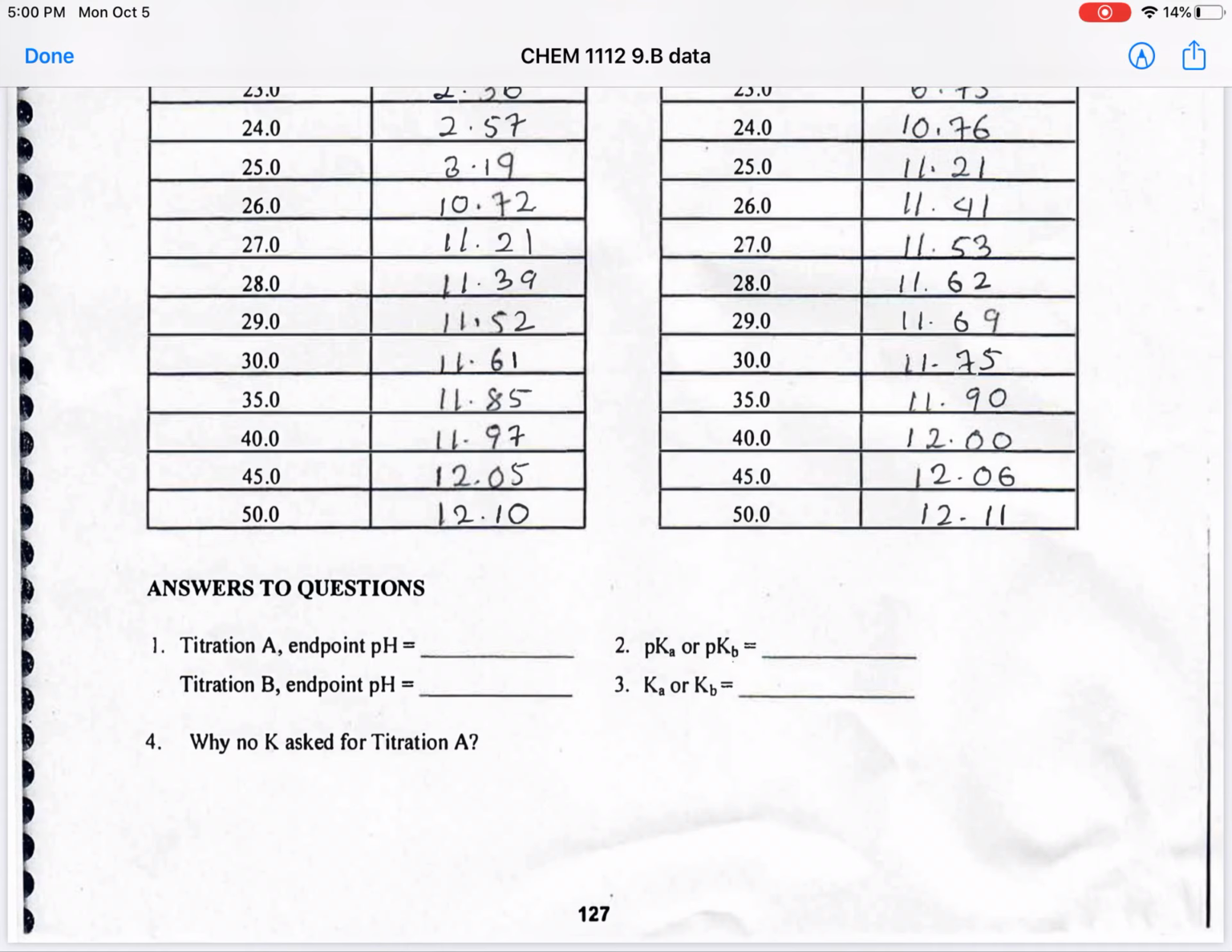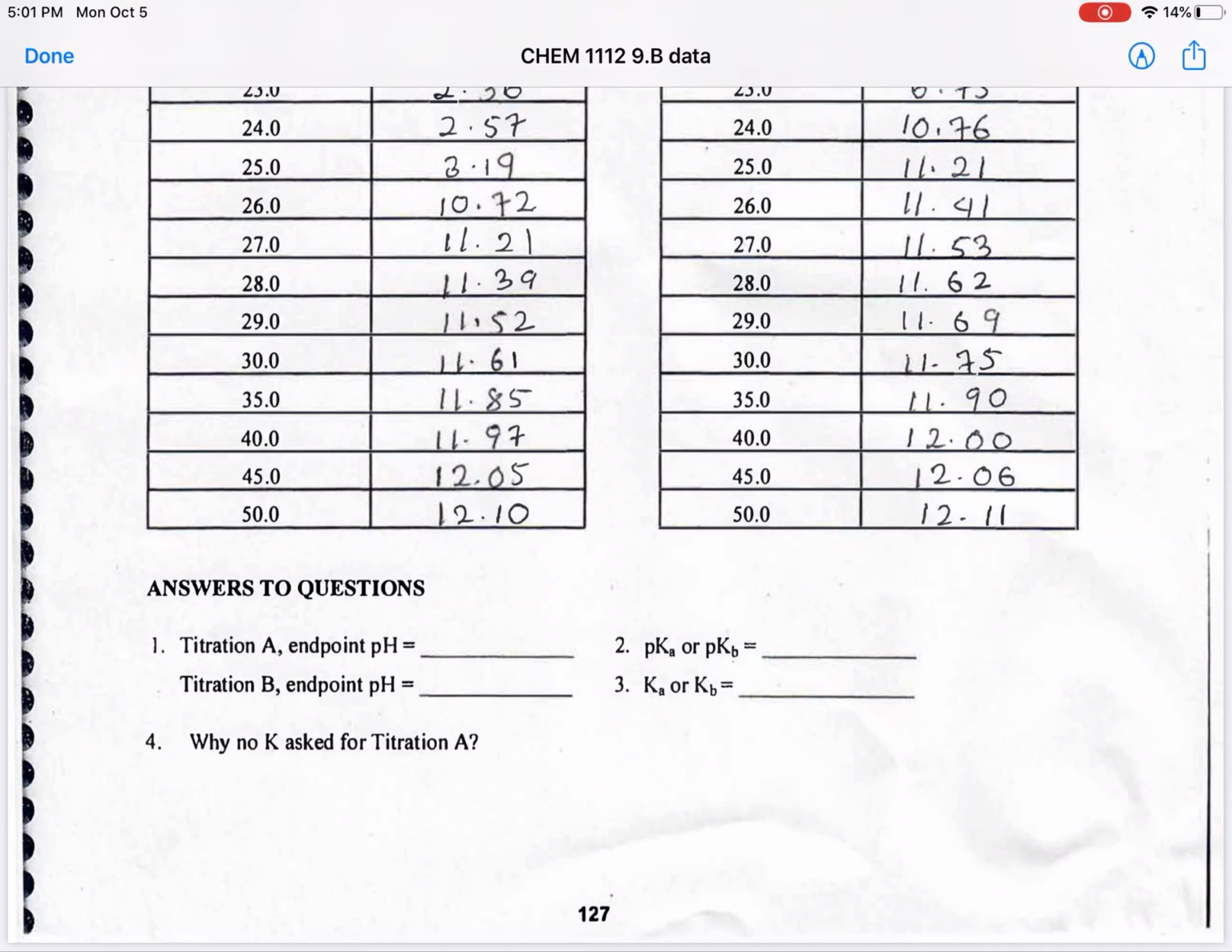Titration A endpoint pH, and then the titration B endpoint pH, pKa or pKb for titration B, and then from the pKa or the pKb you can find out the Ka or the Kb. And question 4, why no K asks for titration A. Now questions 2 and 3 asking pKa or pKb, that's based on titration B, not for A.